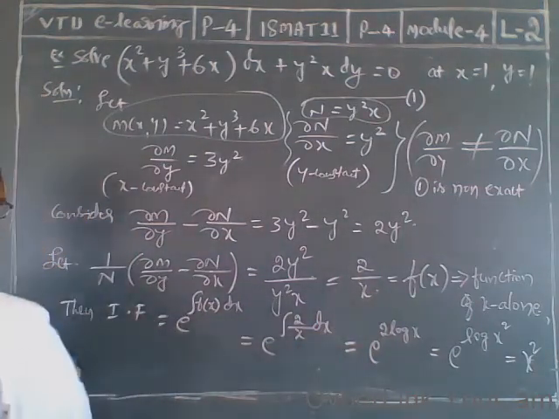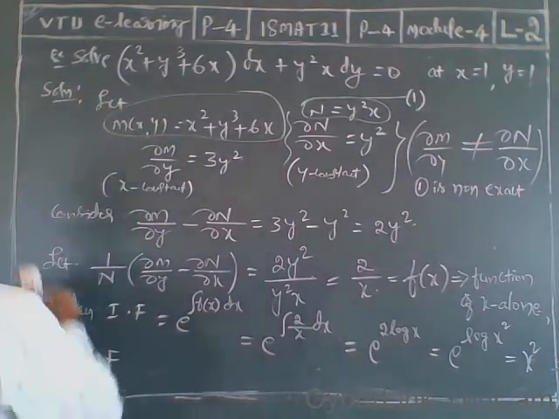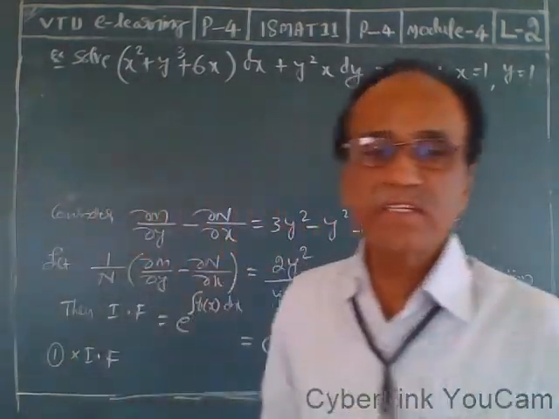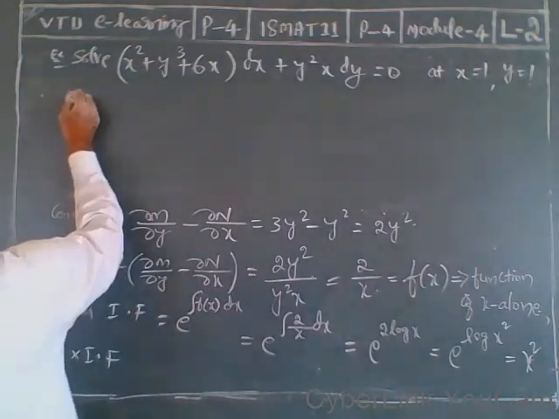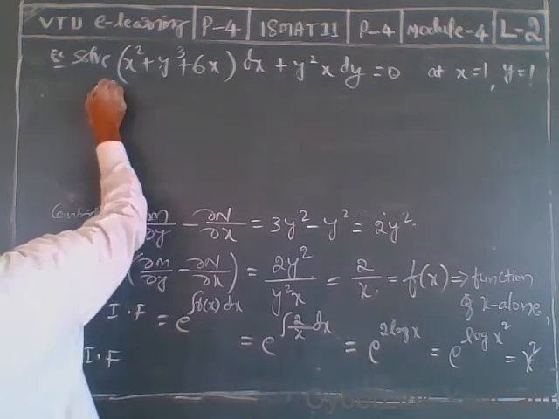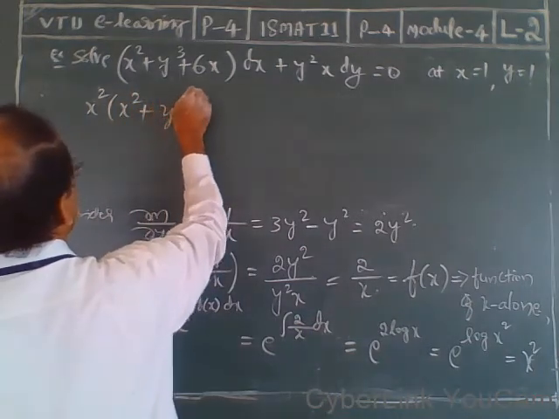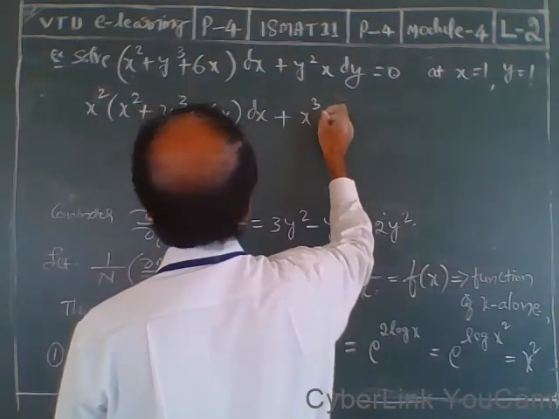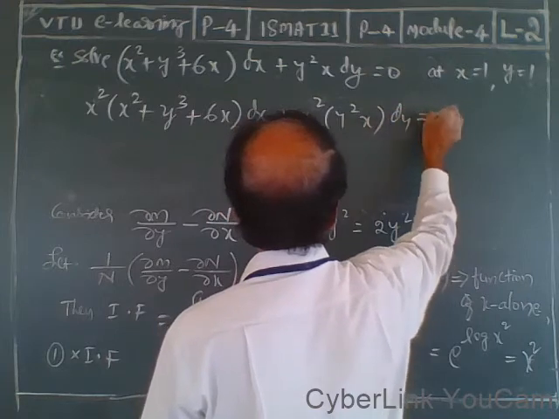Then what is the next procedure? You have to multiply differential equation 1 by this integrating factor, so that we expect that differential equation to be converted into an exact differential equation. So x square must be multiplied: x square into (x square plus y cube plus 6x) dx plus (x cube, x square into y square, that is x) dy equal to 0.